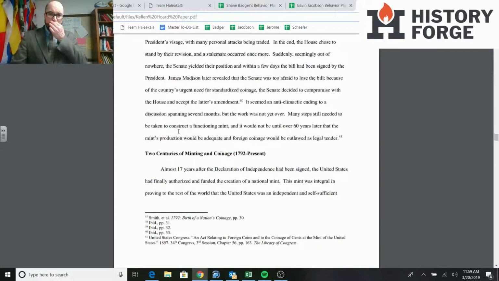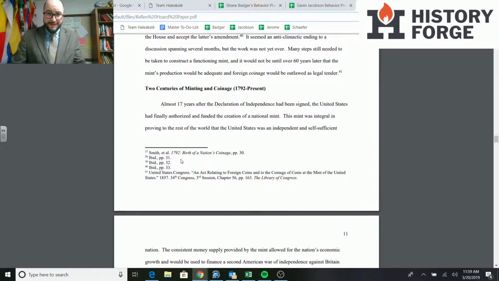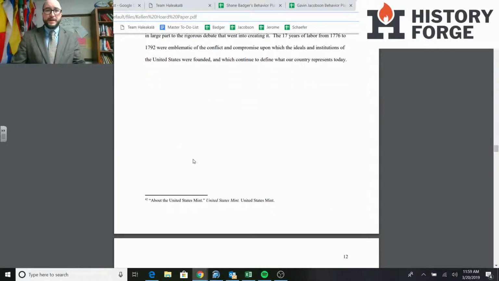Scrolling down, again, this student has 42 footnotes, so that would be about the expectation. I can't stress this enough. Read this essay. It's not only going to help you understand something about American history, it's also going to help you understand what a good essay will look like.